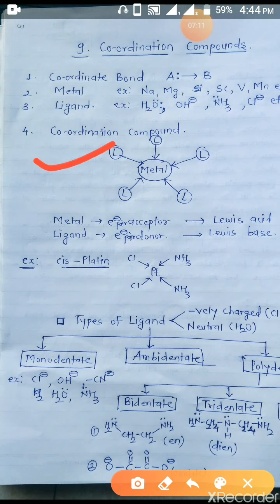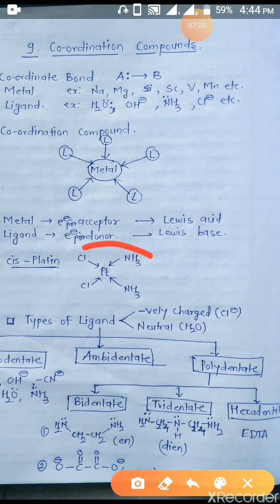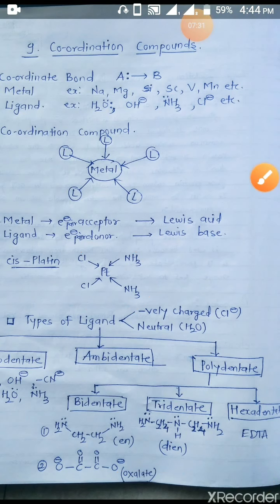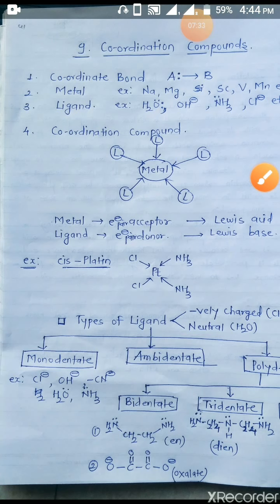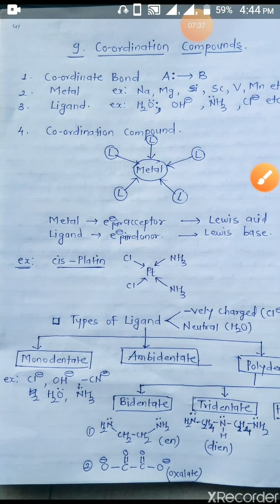For example, cisplatin, which is used in the treatment of cancer. Here you can see platinum is present at the center, and 2 ammonia and 2 chlorine are surrounding the platinum metal, and that's why this compound is a coordination compound. A number of examples can be explained like this. I'll explain it later on.